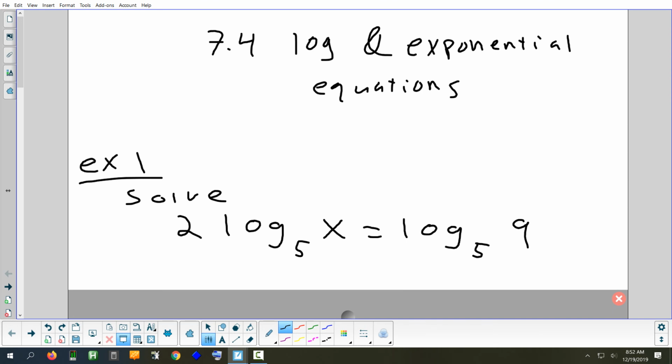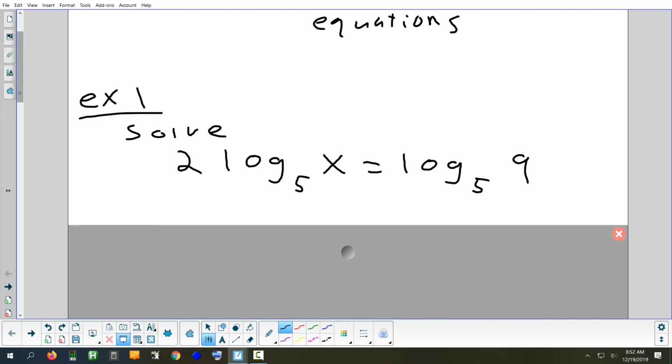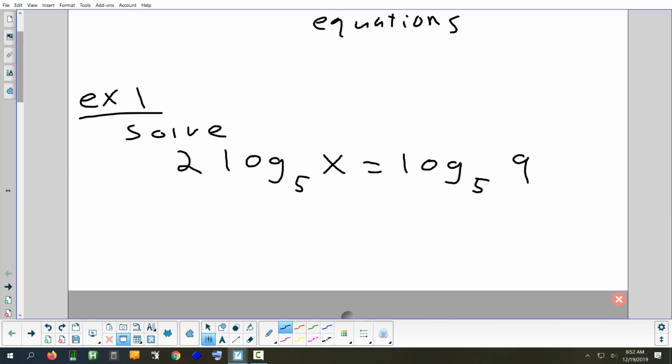Okay. So here's our first equation. It says 2 log base 5 of x equals log base 5 of 9. Now, there's not really a lot we can do here, but my hint would be to focus on the left. There is a property we learned yesterday that you can use on the left-hand side. Anybody see something we could do on the left?